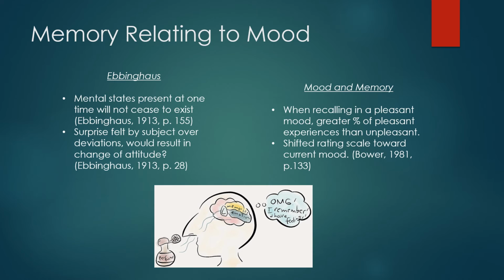After recalling, they rated the emotional intensity of the recalled incidents. It was found that participants shifted their rating scale towards their current mood. This pairs with Ebbinghaus's question of surprise, and if that would result in a change of attitude during the experiment. Although the mood memory experiment dates back to 1981 and would probably now be seen as flawed due to the reliance on hypnotism, it can still be seen as stemming from a future part of Ebbinghaus's work.